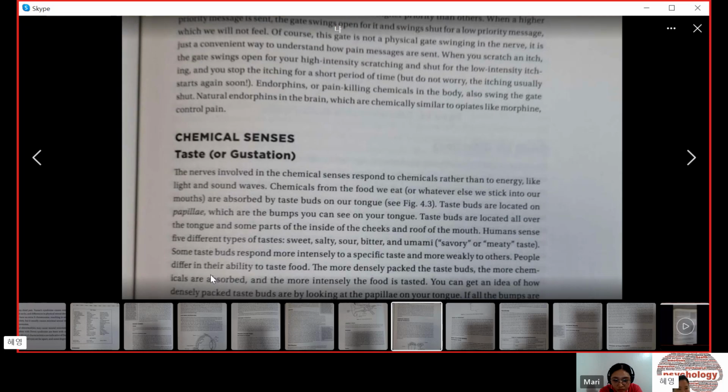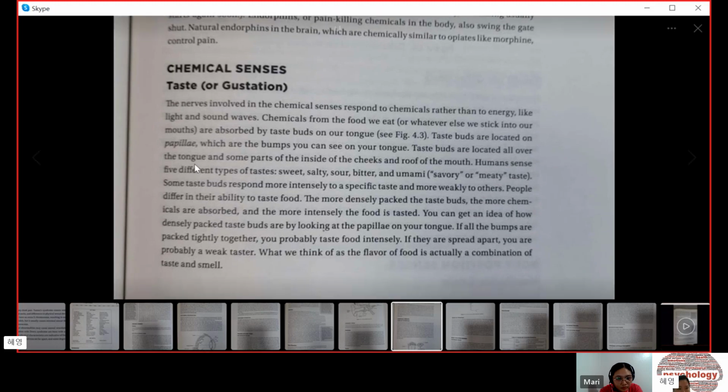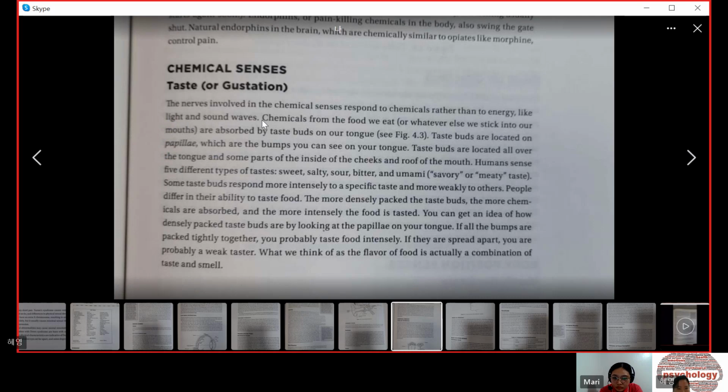The next one is the chemical senses, taste. The nerves involved in the chemical senses respond to chemicals rather than to energy, like light and sound waves. Chemicals from the food we eat are absorbed by taste buds on our tongue. Taste buds are located on papillae, which are the bumps you can see on your tongue.